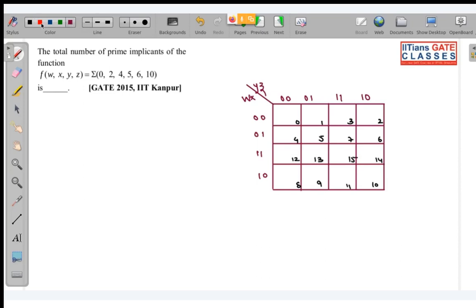So what are the minterm numbers given? 0, 2, 4, 5, 6. 0, 2, 4, 5, 6 and 10. Okay, so the total number of prime implicants is asked over here. Okay, prime implicants.